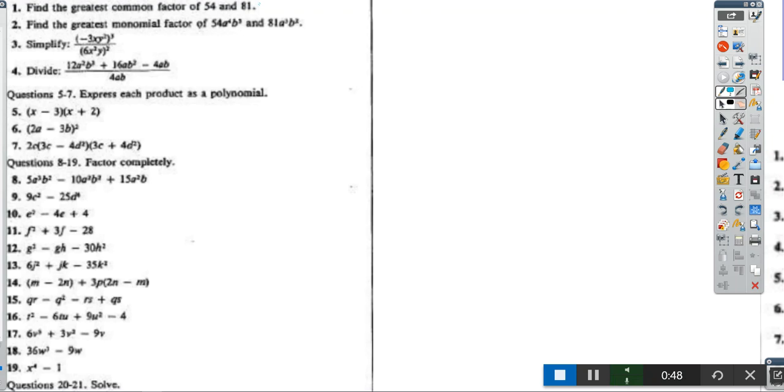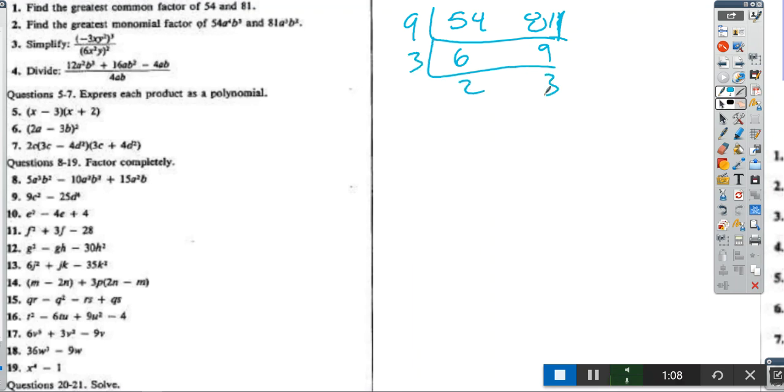So we have 54 and 81. We said 9. That gives us 6, and that's 9. Well, what do both of these share? Well, they both share a factor of 3. So it gets me to 2, 3. Now, these share no factors. So 9 times 3 is 27. So 27 is the largest common factor that goes in both of them.